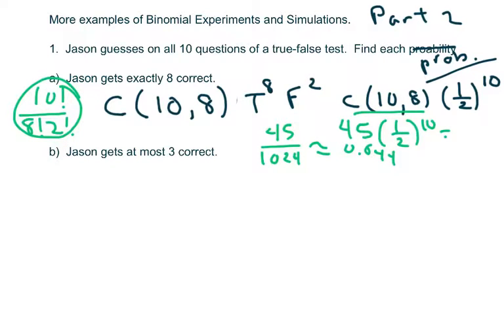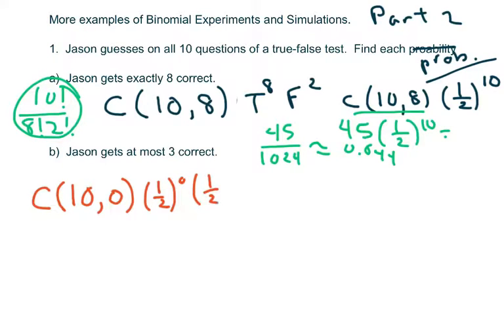So let's say he gets at most 3 correct. So he's only going to get at most. That means he gets 0 correct. This is an or statement. That means we're going to be adding. So Jason gets 0 correct out of, we're doing 10, not 8. So 10, 0 he gets correct. So true is 1/2. And that would be 0. And false would be 10.